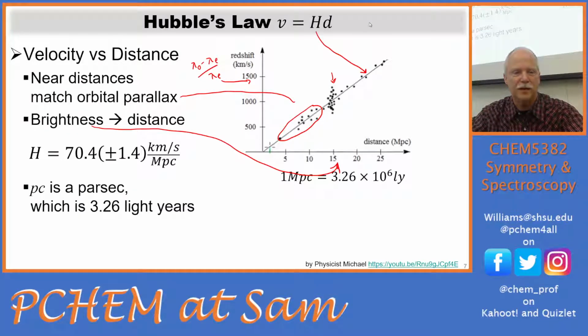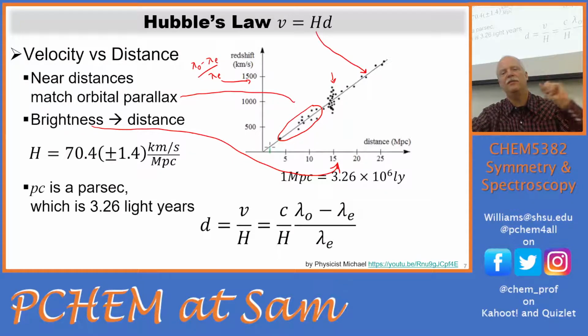And so that parsec is 3.26 light years. And so a megaparsec is a million of those. So then we could use this redshift and Hubble's constant to get a distance for these stars.